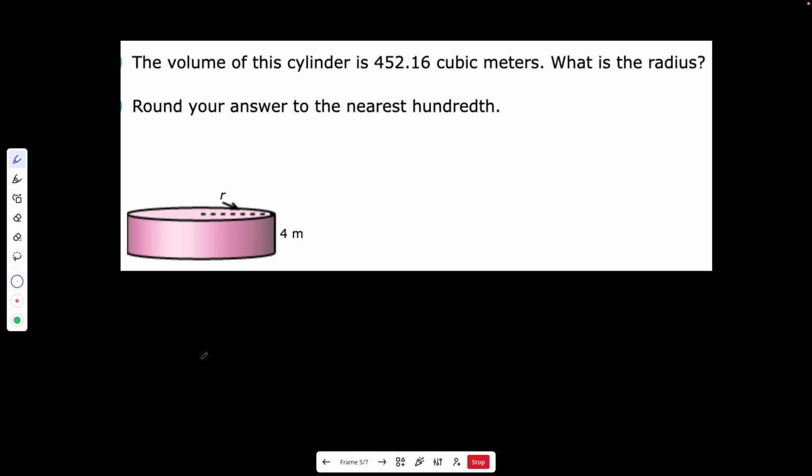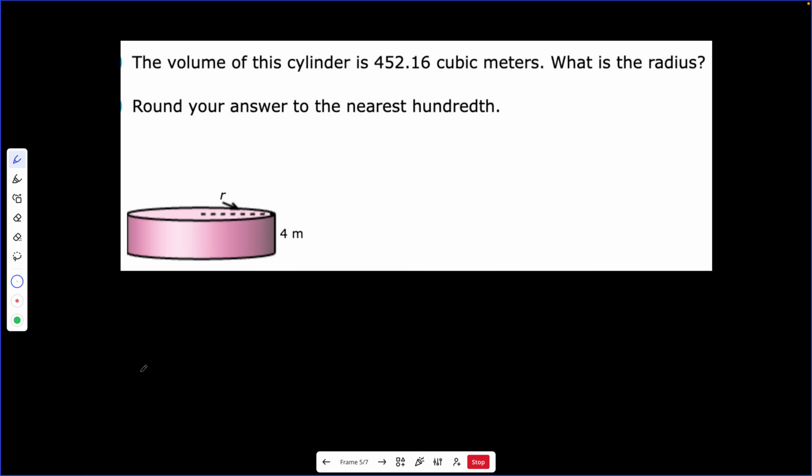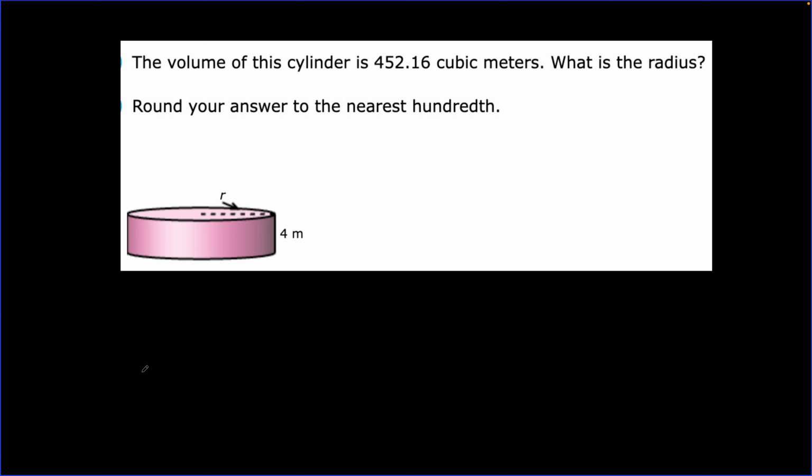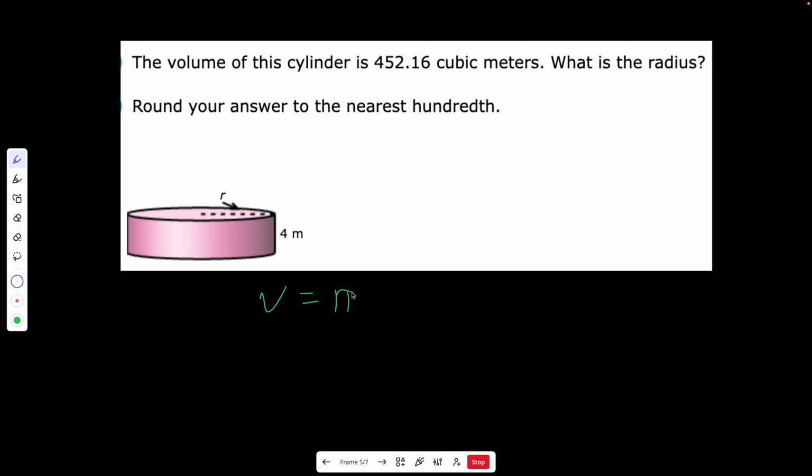Now for this problem, a little bit backwards, it says the volume of this cylinder is 452.16 cubic meters. What is the radius? Round your answer to the nearest hundredth. So here they give you the volume and they want to find the radius. So we're still going to use our formula. Pi times r squared times the height. And we know the volume is 452.16, so we put that in. Pi is still 3.14. I don't know what the radius is, so I'm going to leave it as r squared. And I do know what the height is.